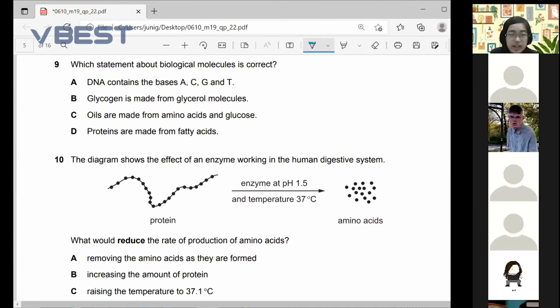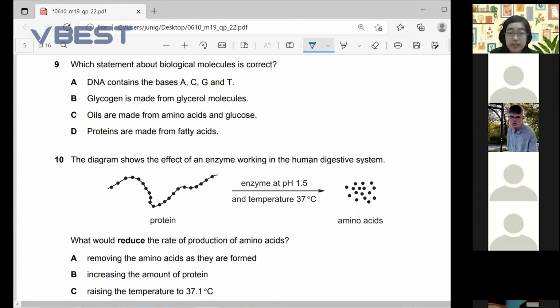Number 9. Which statement about biological molecules is correct? A, DNA contains bases A, C, G, and T. Yes, that is correct. These are the markers within the DNA. B, glycogen is made from glycerol molecules. This is just not correct.